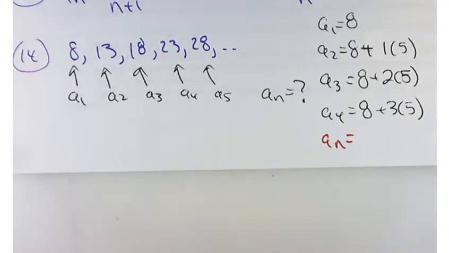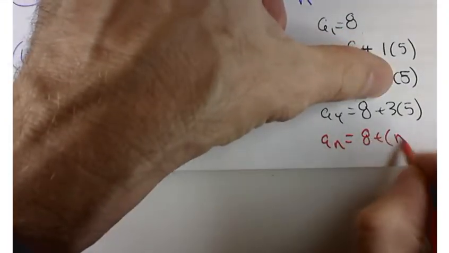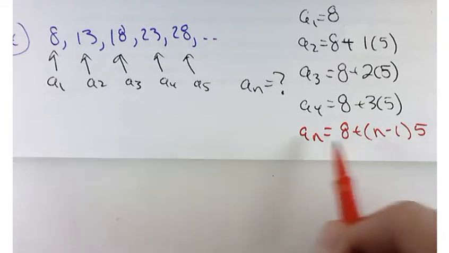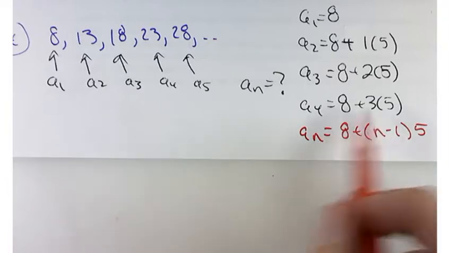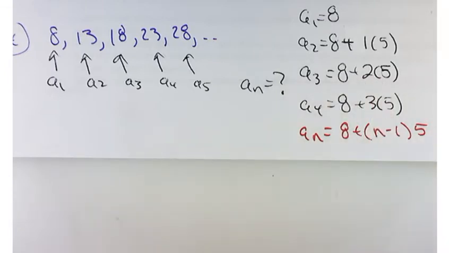What's the nth term going to be? What's the pattern going to be? Eight plus n minus 1 times 5. This number here is 1 less than this one here. 4 here, 3 here, 3 here, 2 here, etc. So that's our general term.